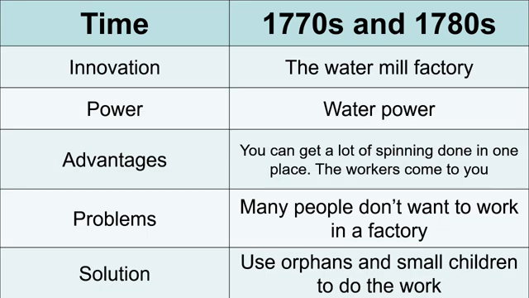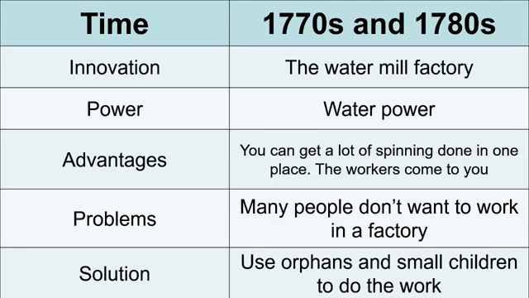In the 1770s and 1780s, an innovation was the water mill factory, a place where you could put a water frame where people could all work on it at the same time. It just wouldn't be workable in somebody's home. Its power source was water power. The advantages of this water mill factory was that you could get a lot of spinning done in one place because the workers come to you.